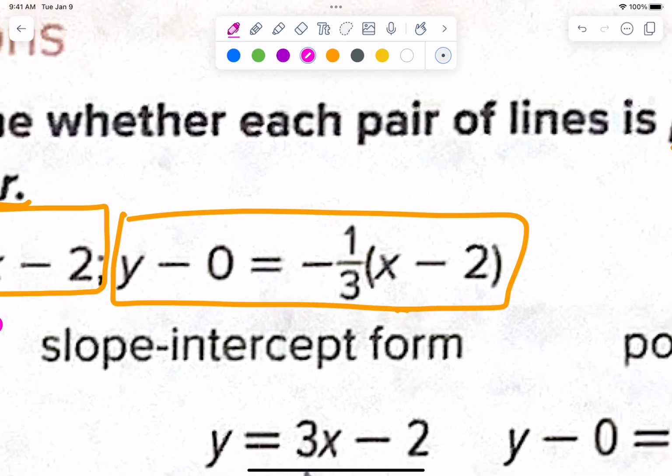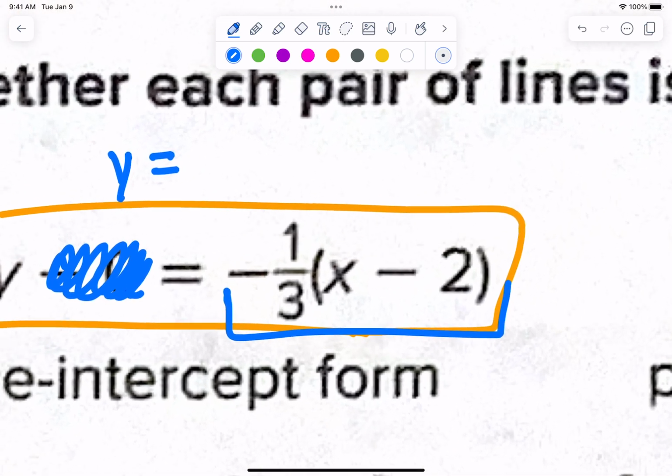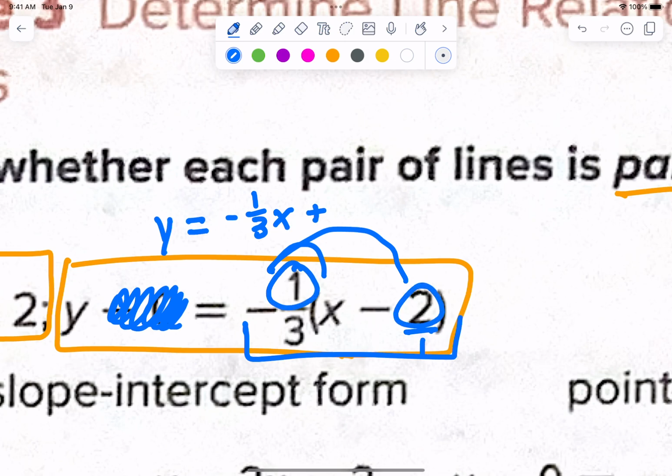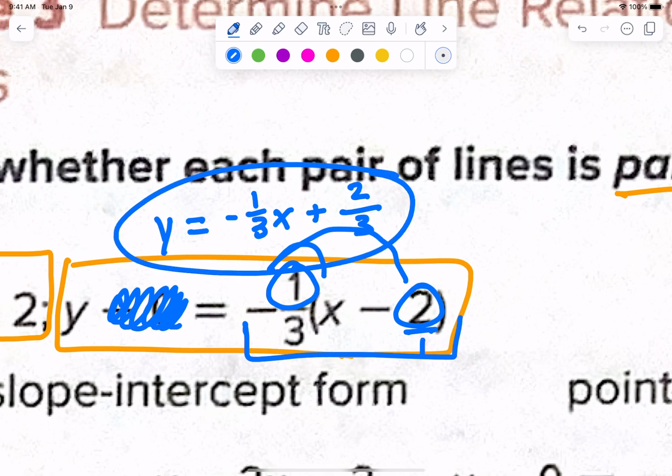But here's the problem. It is not already in slope-intercept form. It is in point-slope form. So let's fix it and make it slope-intercept form. This -0 is not doing anything. So we have y equals. Now I want to fix this side and make it not have any parentheses. It will be -1/3 x, right? What's -1/3 times -2? Plus, this is like 2 over 1, right? 1 over 3 times 2 over 1. What's 1 times 2? 2 over 3. So this is the equation.